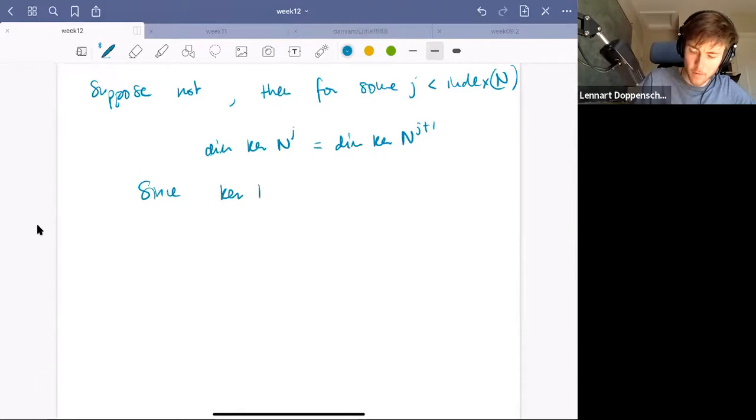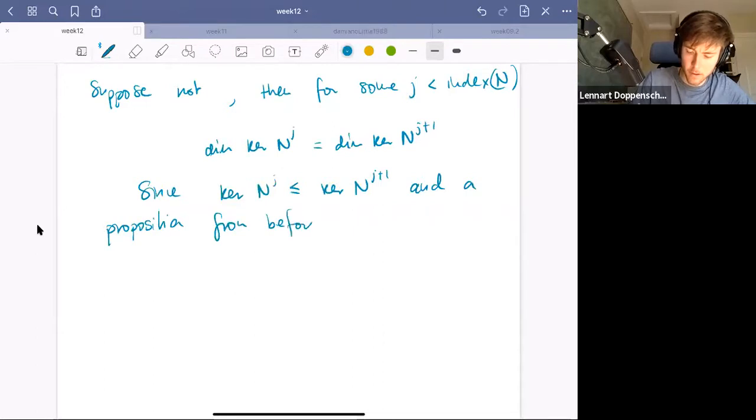Since the kernel of n to the j is a subspace of the kernel of n to the j plus 1, because if you apply n another time to something that's already in the kernel, it's sent to 0 as well, and by the proposition from before, this means that the kernel of n to the j is actually the same subspace. They have the same dimension. But remember that if you have two subspaces, one in the other, with the same dimension, they have to be the same space.